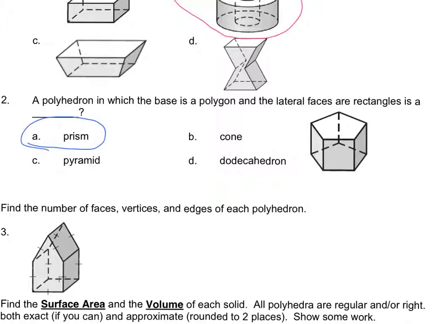If the lateral faces are rectangles, it means they're going to rise straight up, and the base polygon will be the exact same shape as the top base polygon. In fact, they're both called bases. So that is what we call a prism.